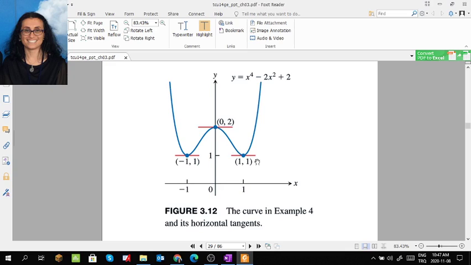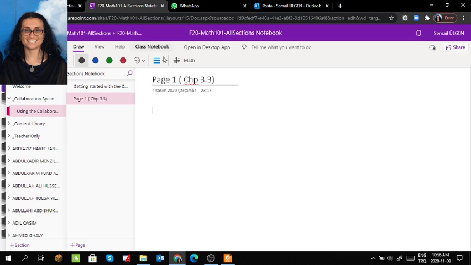But how are we going to show that the slopes are 0? We are going to take the derivative of this, the derivative of x to the 4 minus 2x squared plus 2, if you apply the rules. Okay, let me do that for you here. I'm going to go to my other page if I can. Okay, we just open up our notebook, OneNote, and we are going to solve the question.